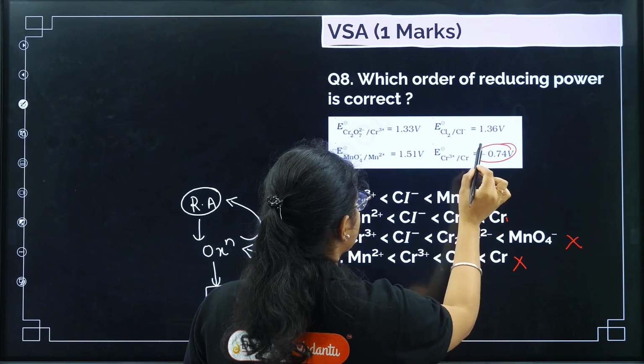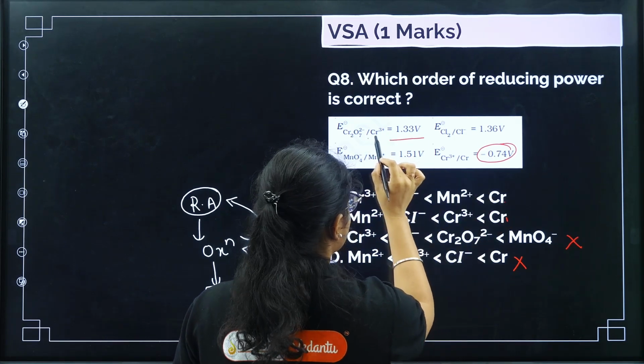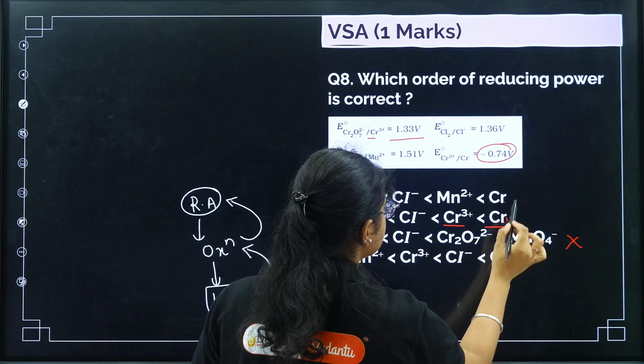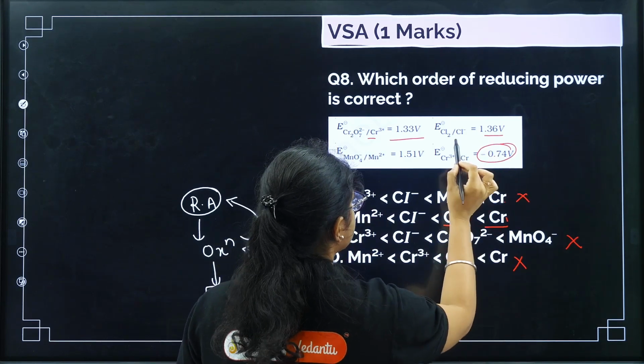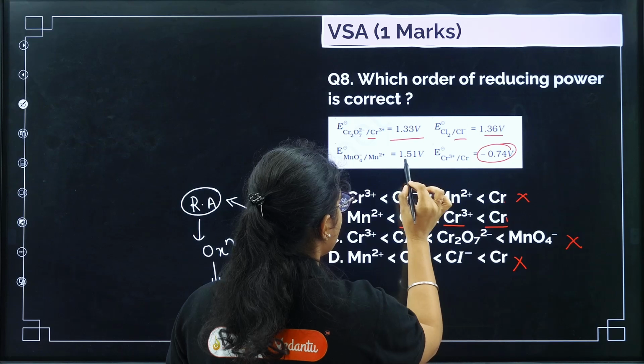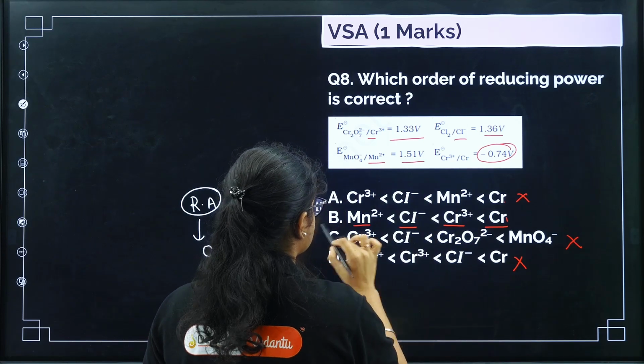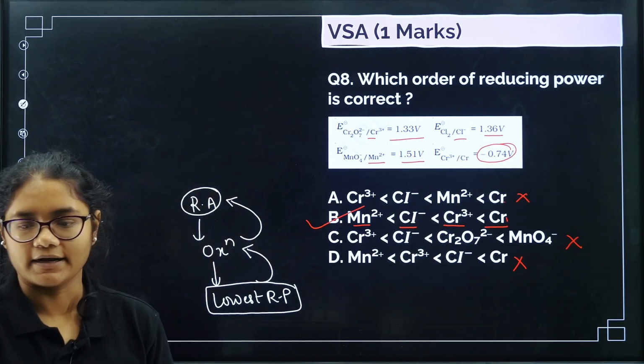Next, the next lowest value is again here, so we will have Cr3+. So we can eliminate this option. Next, you have 1.36 Cl minus and then you have 1.51 Mn2+. Option number B is the correct answer here.